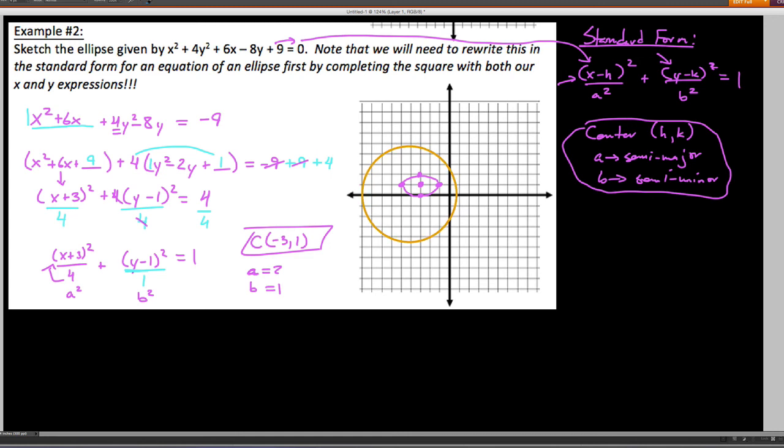We don't need to find the foci on this one. We weren't asked to, but that's how you would graph an ellipse, by putting it into standard form first.